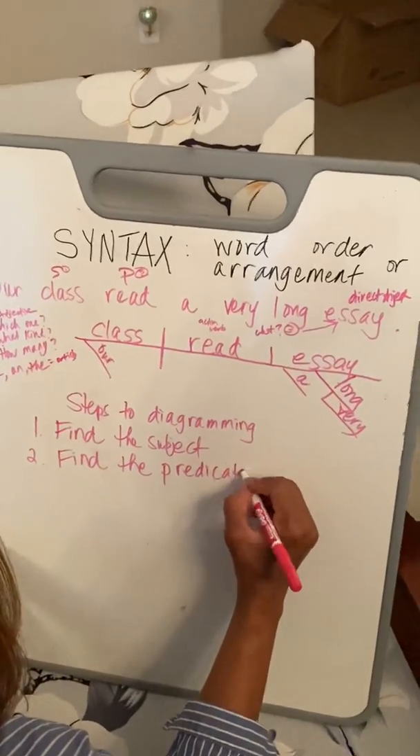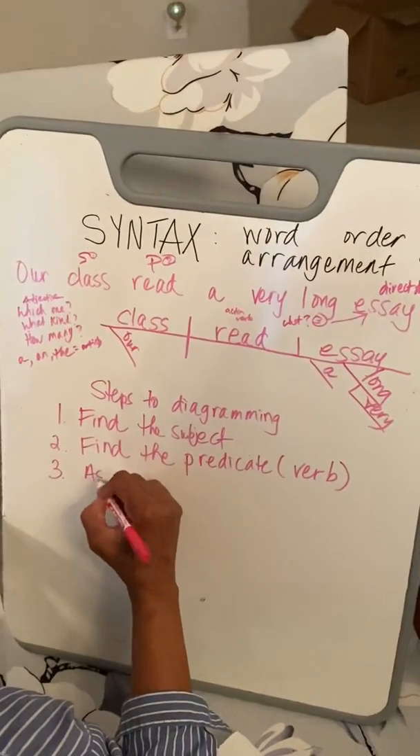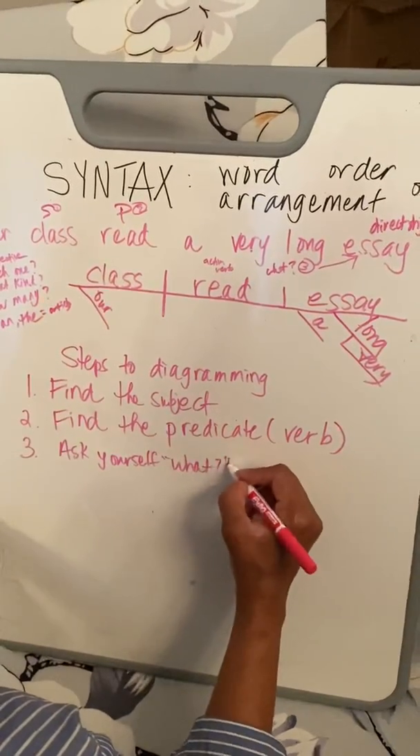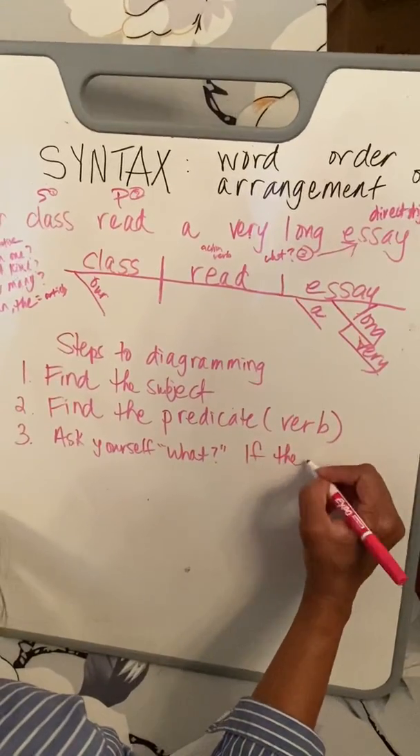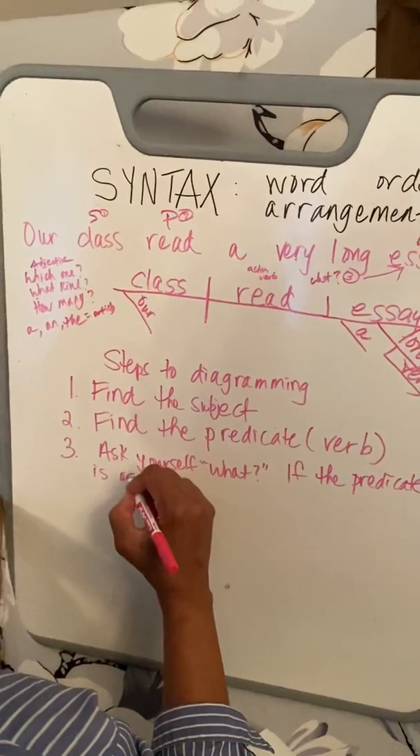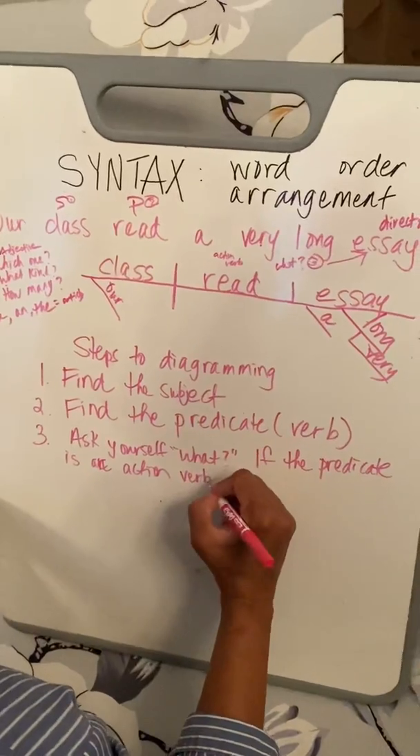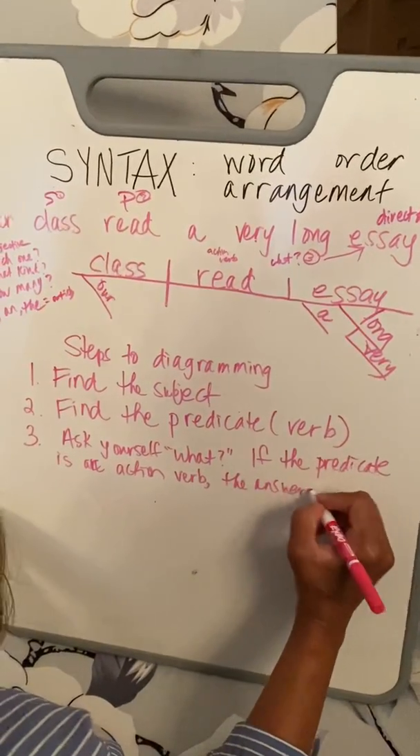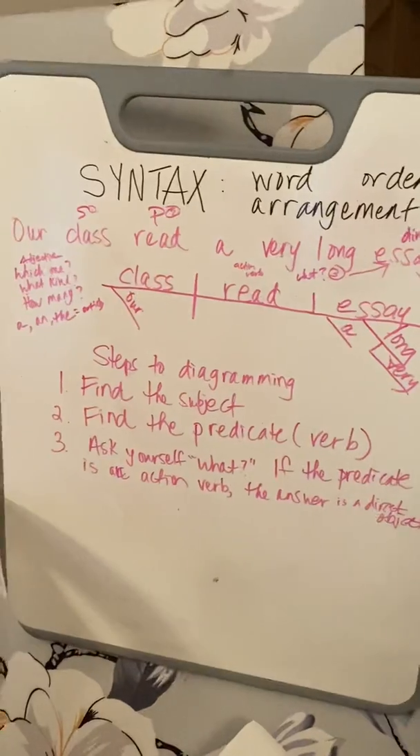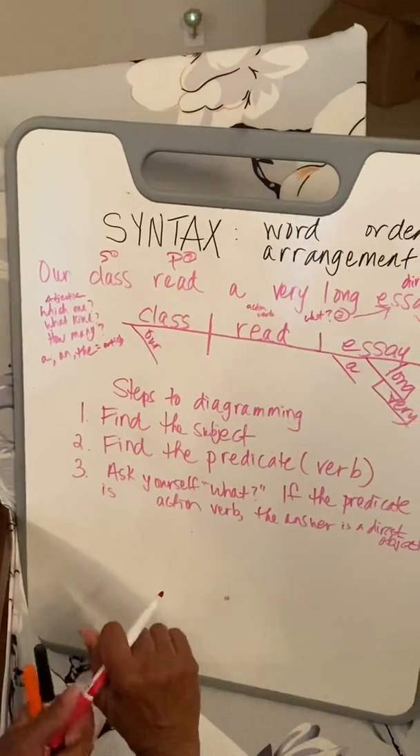Find the predicate. That's just a big word that means the verb. It goes on the right. And then ask yourself, what? If the predicate is an action verb, the answer is the direct object. All right, so if you get that much down, you're getting the important parts of diagramming down, because you really have to understand that much.